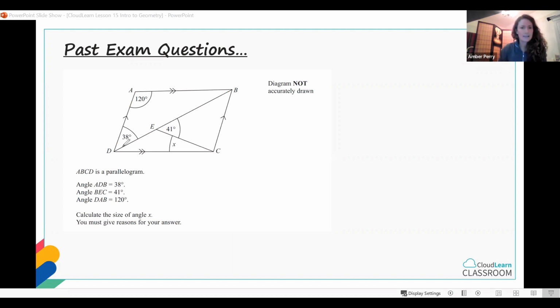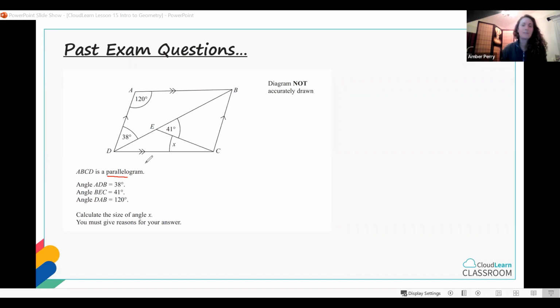So ADB is 38, BEC is 41, and DAB is 120. But the important thing to realize here is that we have got a parallelogram. You can see that from the fact that we're told it's a parallelogram, and also from the fact that we've got two sets of arrows. We've got arrows here, so these lines are parallel, and double arrows here, so these lines are parallel. So we know that they're parallel, so we can use some of those parallel line facts that we've just learned.